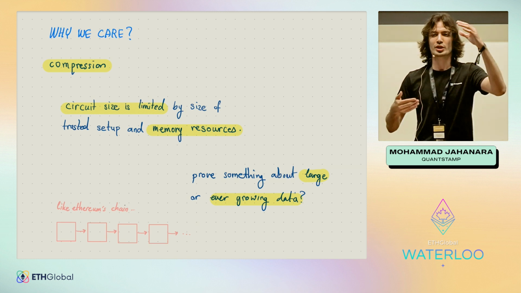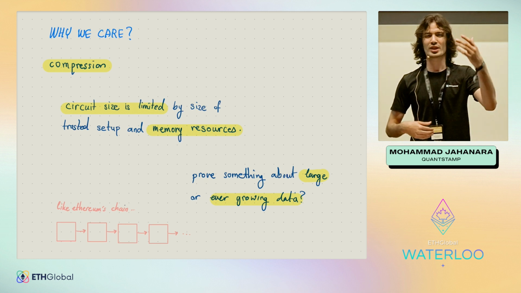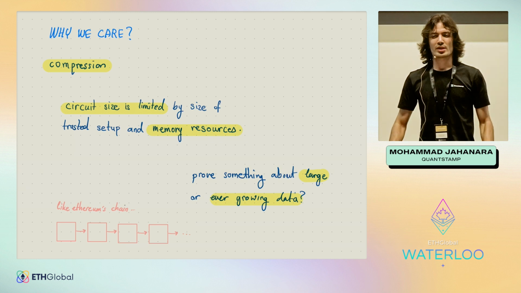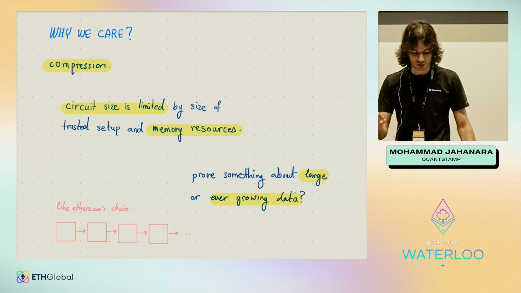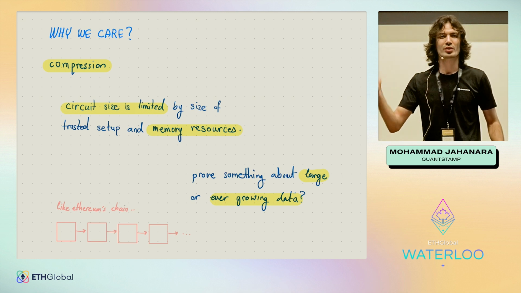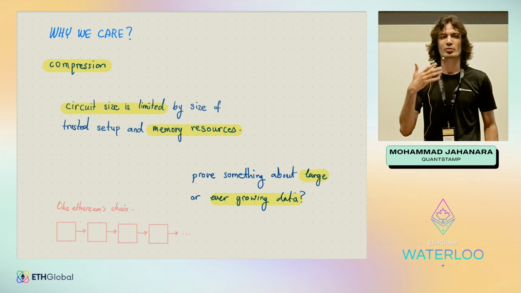You have to keep all that stuff in memory because you have to generate commitments to this data and run FFTs and stuff with the same size. So that's not feasible. And maybe the data you're talking about is ever growing. It's growing and growing and growing. Like you want to claim something about Ethereum's chain.